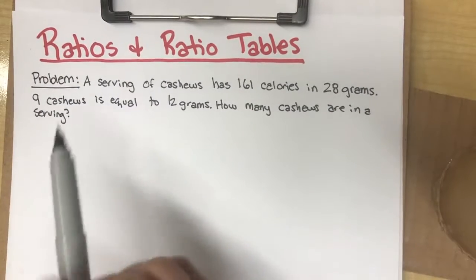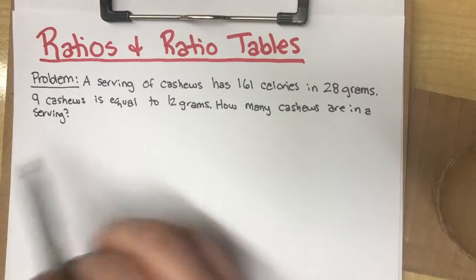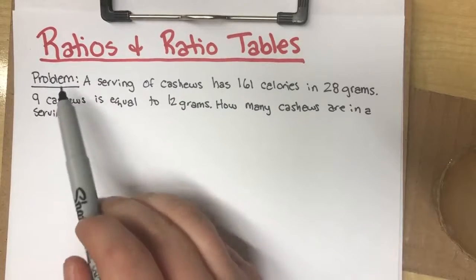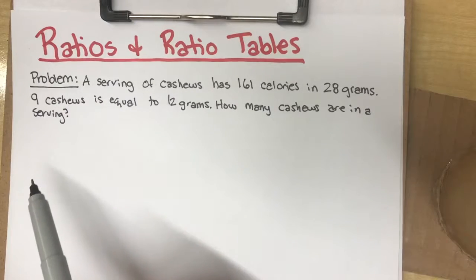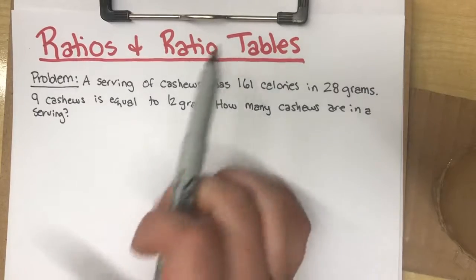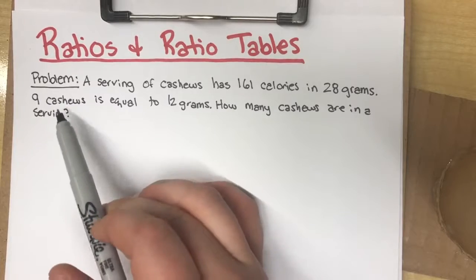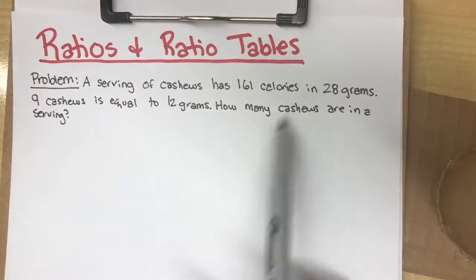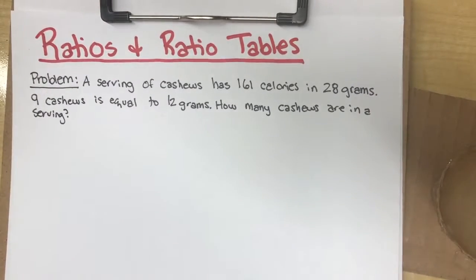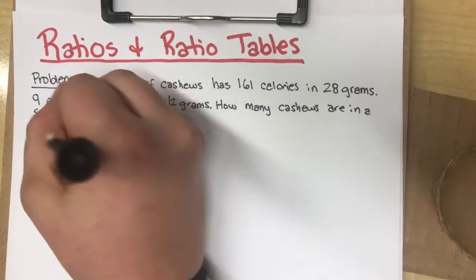Okay, so for this video, we are going to talk about ratios and using ratio tables to solve ratio problems. So the problem is, a serving of cashews has 161 calories and 28 grams. 9 cashews is equal to about 12 grams. So how many cashews are in a serving? So we want to figure out how many cashews are in 28 grams. So I'm going to set up a ratio table.